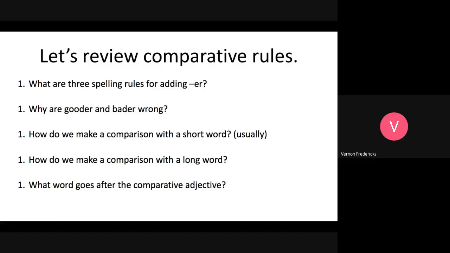Number 4. How do we make a comparison with a long word? Question number 5. What word goes after the comparative adjective?